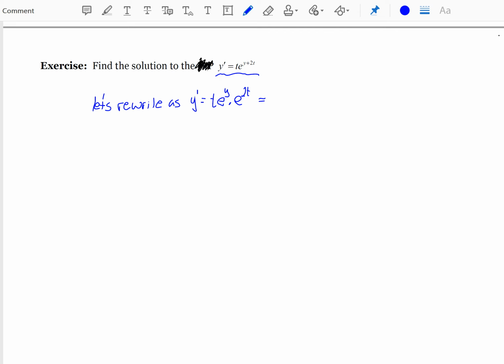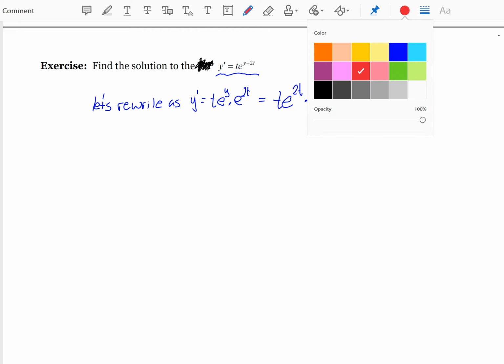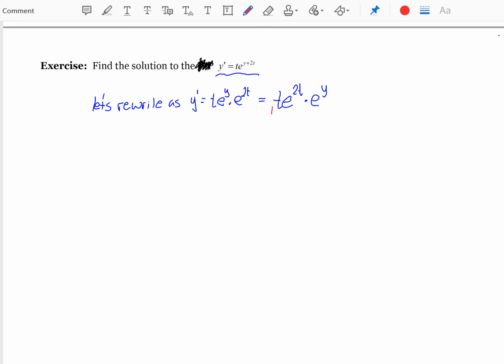Now I want to regroup this, rewrite this as t e to the 2t times e to the y. And now written like this, you want to see that this is the f of t in our general formula we provided, times another function g of y, and so this differential equation is separable.